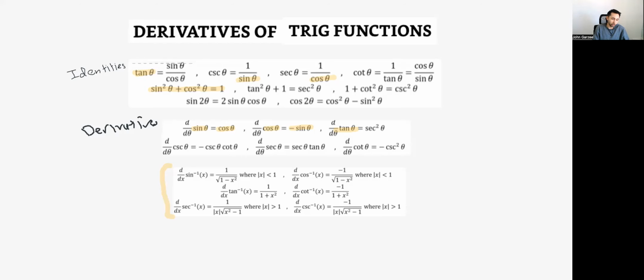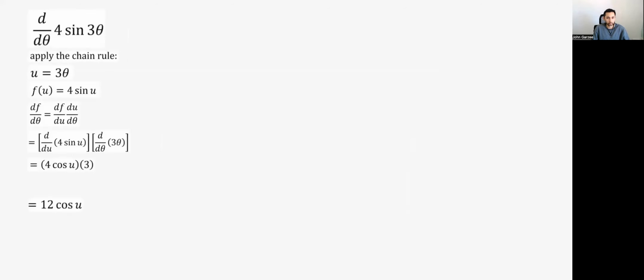So let's jump in and do a couple of these example problems. Basically, all these problems are going to use the quotient rule, product rule, or chain rule, but we're going to be using trig functions instead of things like x squared. For the first example, we have 4 sine 3 theta. For this, we're going to use the chain rule because we have an inside function and an outside function. We're going to consider 3 theta to be the inside function, and 4 sine to be the outside function.